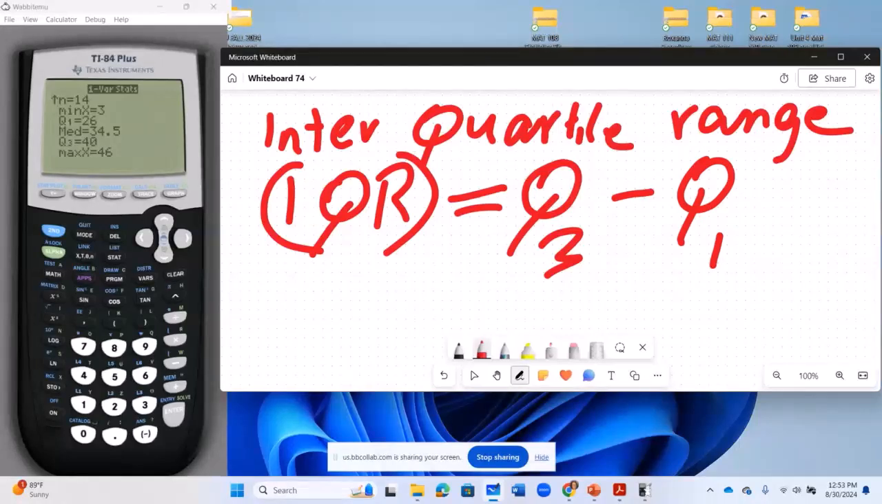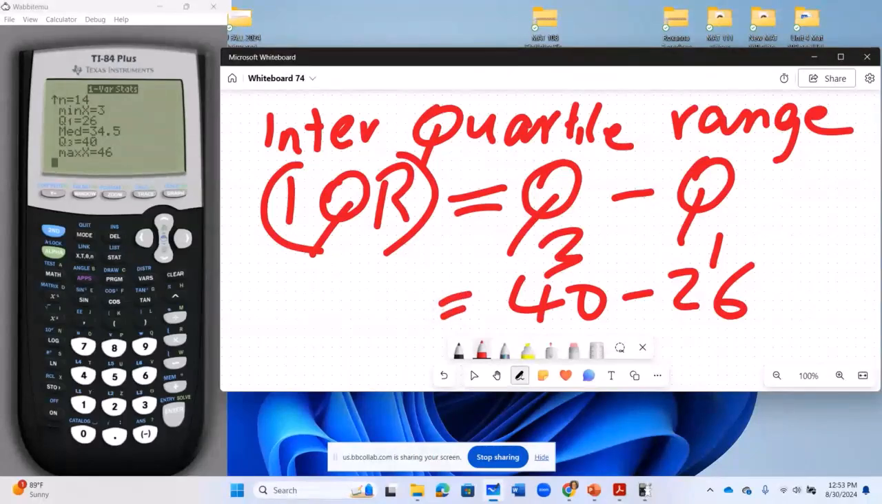And the third quartile in this is 40, and the first quartile is 26. 40 minus 26 is 14. Therefore, the interquartile range is 14. IQR is equal to 14. The interquartile range of this data is 14.